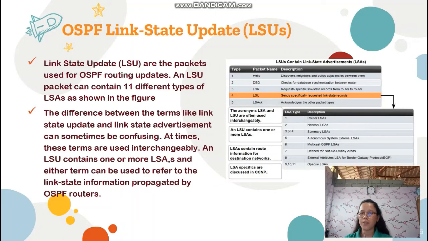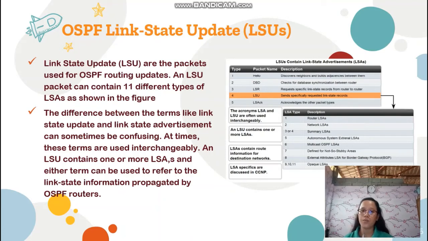OSPF Link State Update (LSU). Link State Updates are the packets used for OSPF routing updates. An LSU packet can contain 11 different types of LSAs, as shown in the figure below. The difference between terms like link state update and link state advertisement can sometimes be confusing. At times, these terms are used interchangeably. An LSU contains one or more LSAs, and either term can be used to refer to the link state information propagated by OSPF routers.